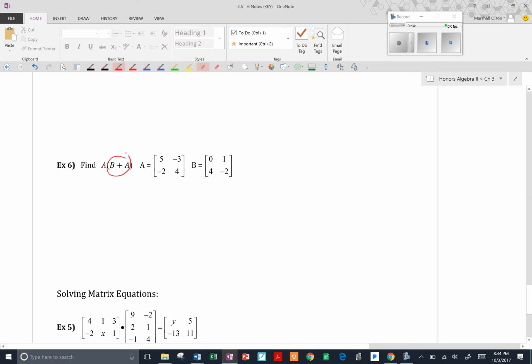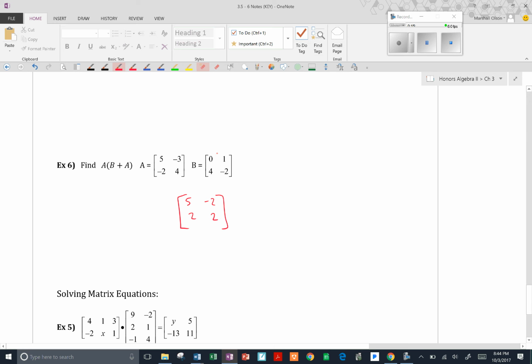So we're going to do the B plus A first. Don't worry about distributing. You could and get the same thing, but then you have more multiplication to do, which I think you've seen that addition is a lot easier. So let's do this first, the B plus A. So B plus A is going to give us 5, -2, 2, and 2.